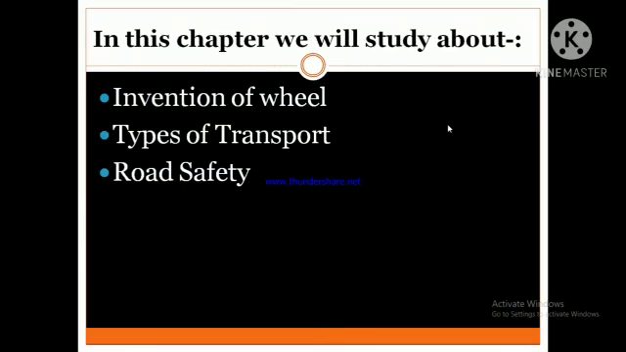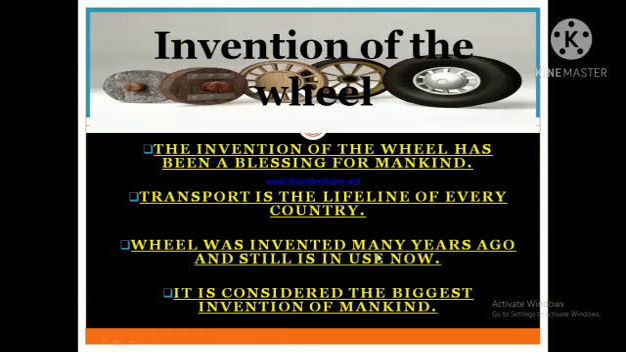In this chapter, we are going to study about the invention of the wheel, types of transport and road safety. Let's start with the first point, invention of the wheel. The invention of the wheel has been a blessing for mankind. Transport is the lifeline of every country.